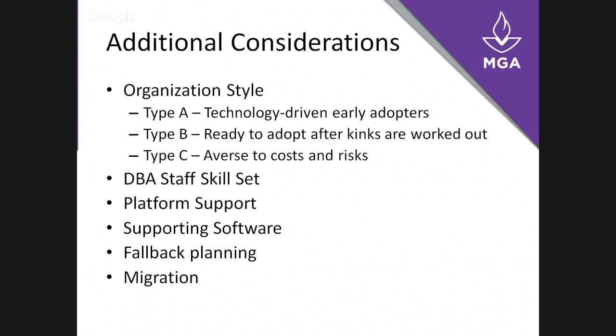I feel that this chapter is kind of redundant. We talked about how with DBA staff skill, you have to take into consideration they may need additional training, the platform support, what operating system you're on, what kind of hardware you're on. Are your servers virtual? Are they physical? What kind of platforms are you running? What kind of supporting software do you have? Third parties. Again, fallback planning.